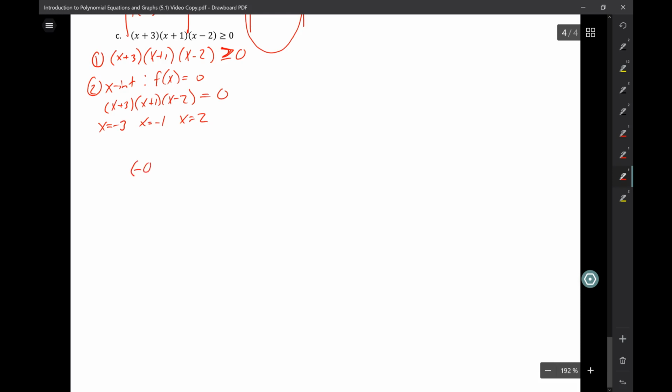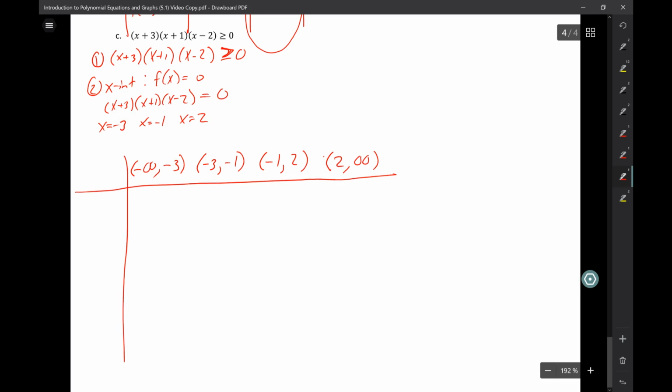Therefore, we can split up the real number line into subintervals. So from -infinity, the first x-intercept we come across is -3. We then go from -3 to -1, then -1 to 2, and then 2 to infinity. So therefore, we choose some test points. Here, the best points to choose are -4, -2, 0, and 3. And then we evaluate the function at each of these test points here.